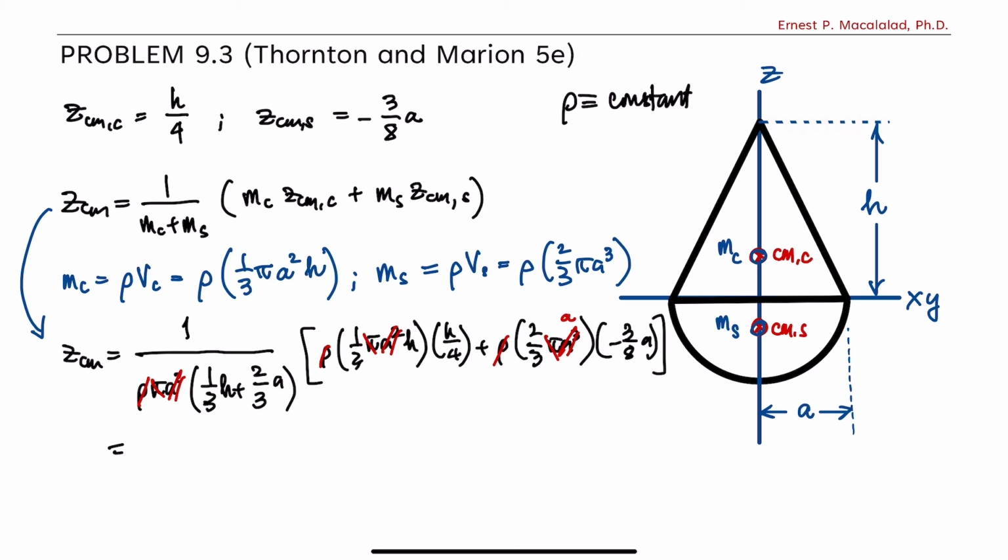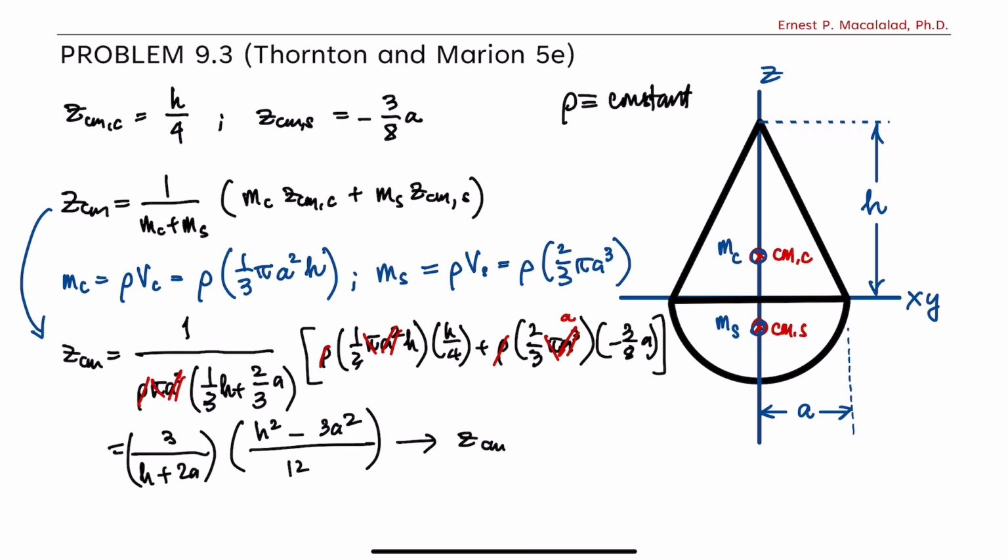So this becomes a. Doing the simple algebra, we are now left with the expression 3 over h plus 2a times h squared minus 3a squared divided by 12, which is further simplified to be Z_CM equals 1/4 times h squared minus 3a squared divided by h plus 2a. So this is now the center of mass of a uniform solid cone of base diameter 2a and height h and a solid hemisphere of radius a, wherein the two bases are touching.